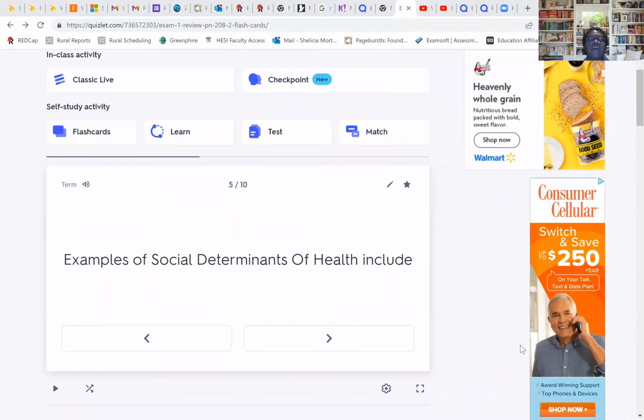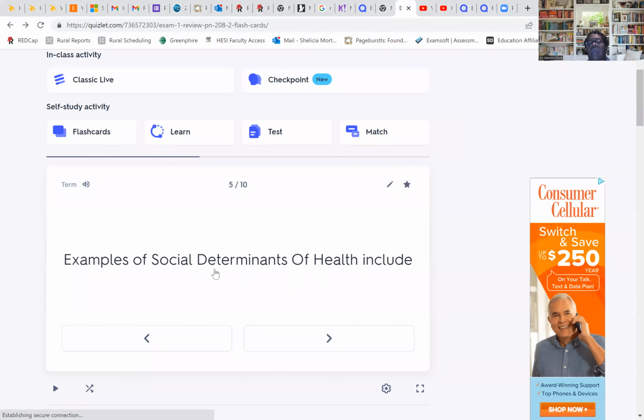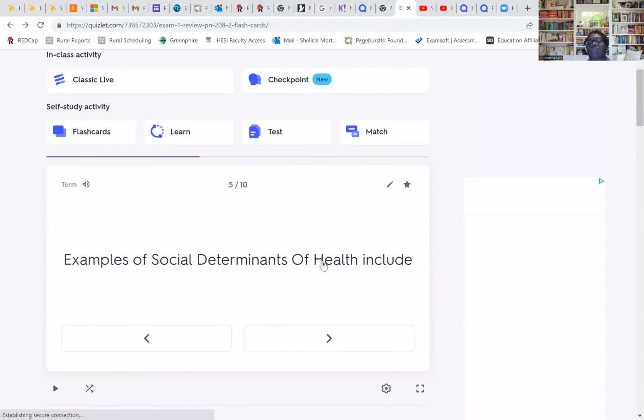Examples of social determinants of health include living in a low-income housing development. Remember, there are several examples of social determinants, but be sure to understand living in a low-income housing development is an example of a social determinant of health.